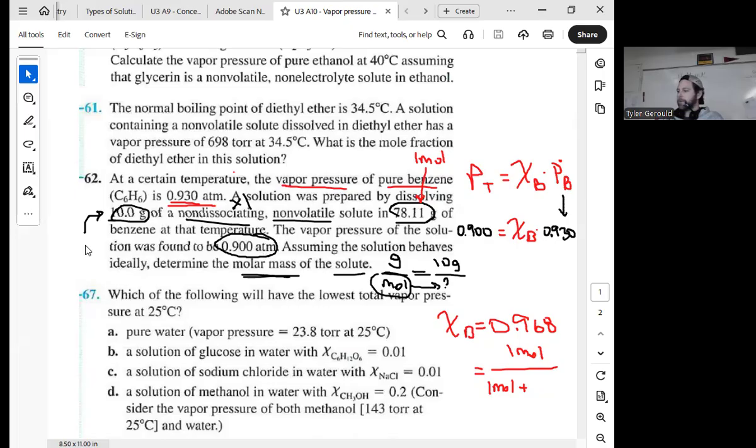I'm just making it a different color. Here we go. There's an X. If we figure out what that is, set it equal to 0.968, solve for our unknown value. There's our moles, and we can plug it in here and figure out the molar mass. And there's your answer.